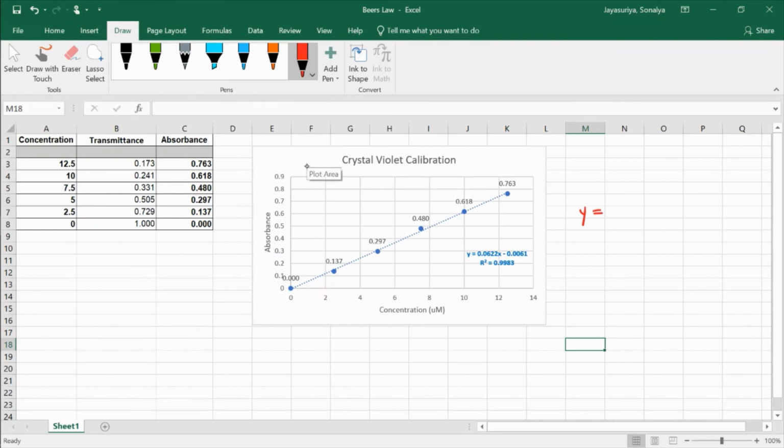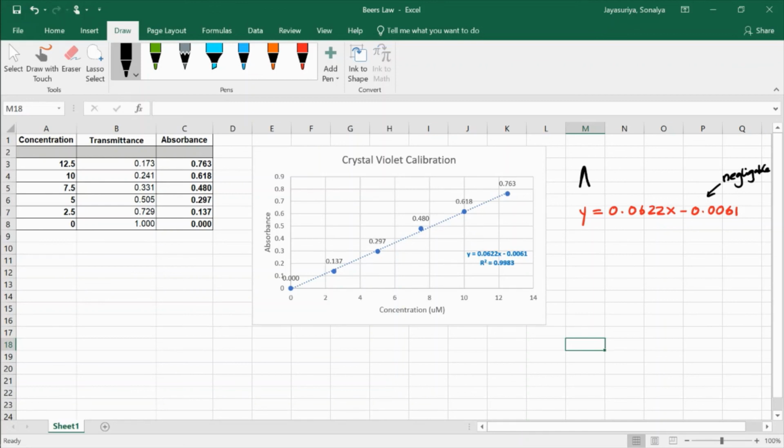So this is y equals 0.0622x minus 0.0061. Now, our intercept is really small, so as a value used to calculate, you can just neglect this. It's negligible, okay? So you don't have to worry about the intercept at all. It's such a tiny value. It's not really going to affect the accuracy of our calculations, okay?